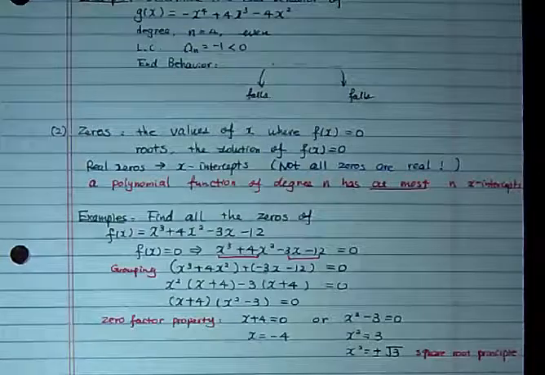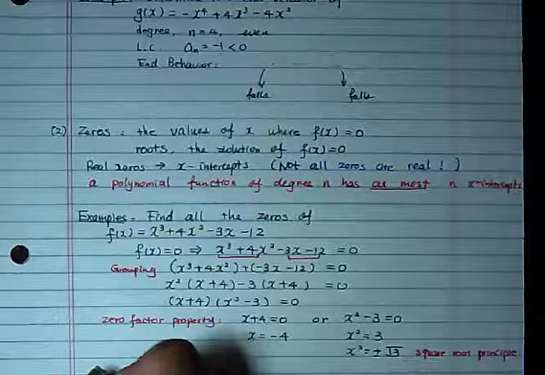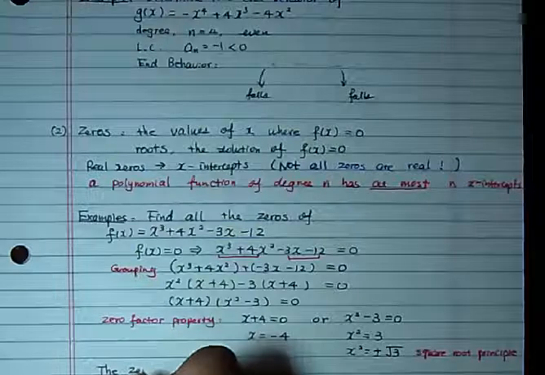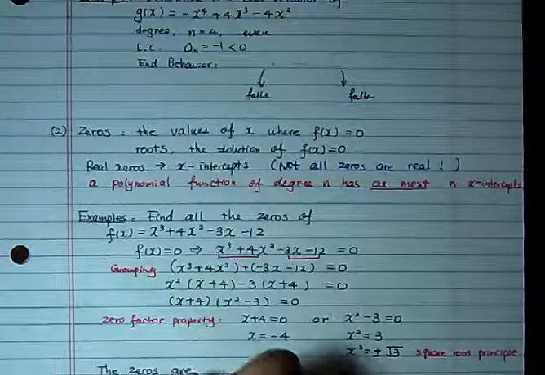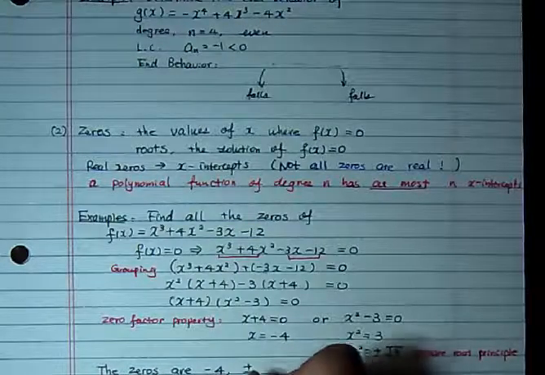Right. So with that, we can conclude that the zeros are negative 4 and positive or negative square root 3.